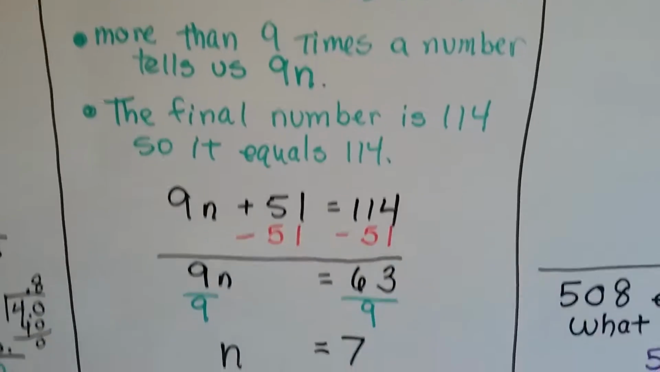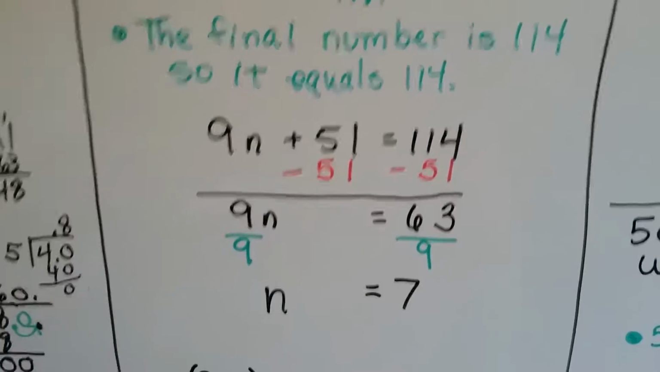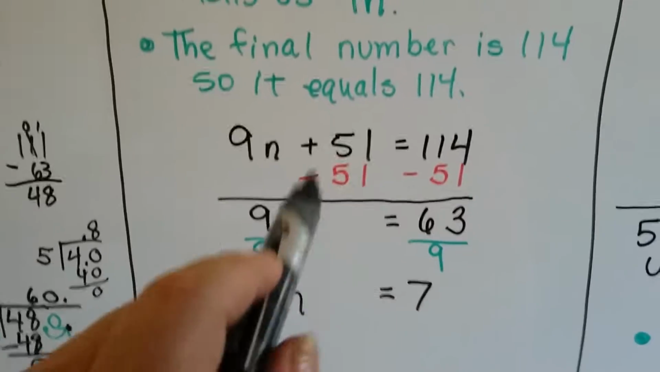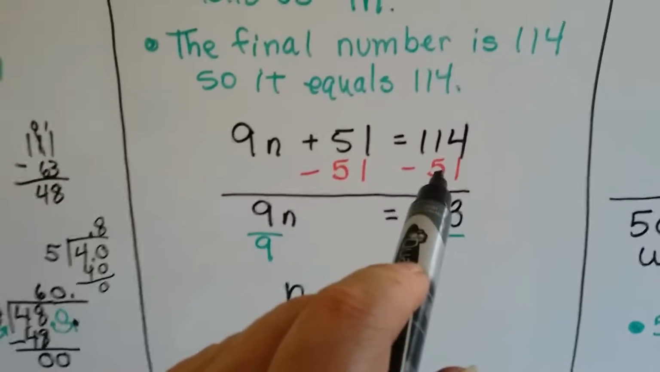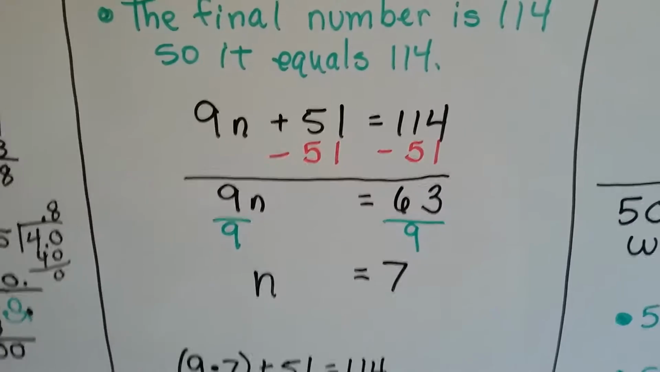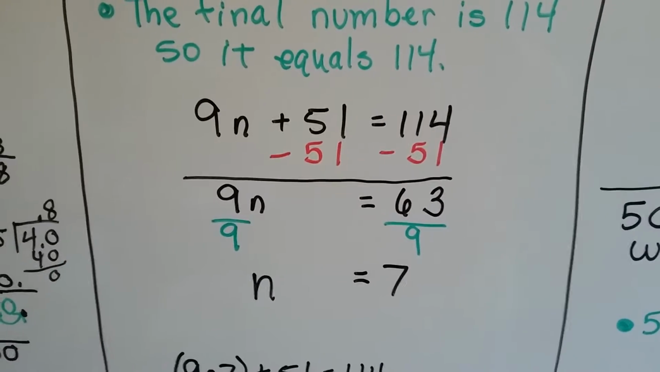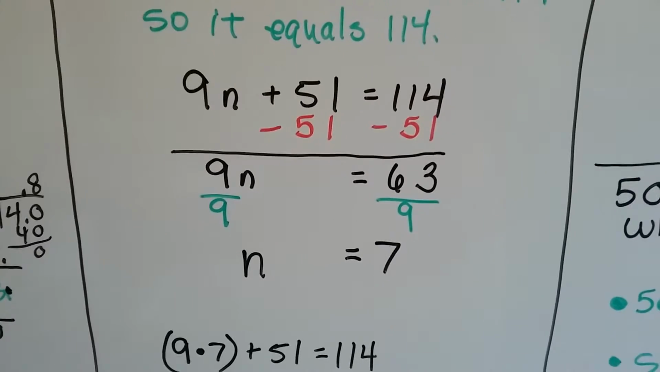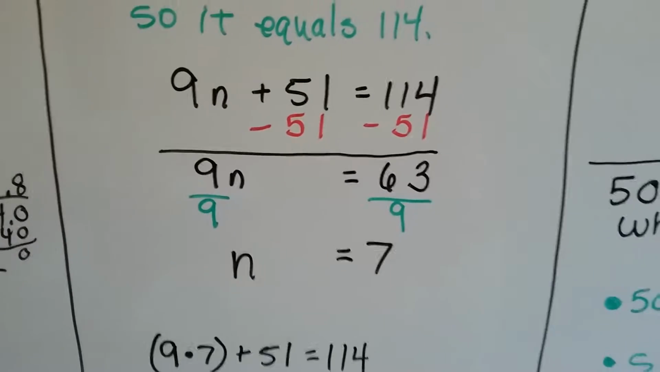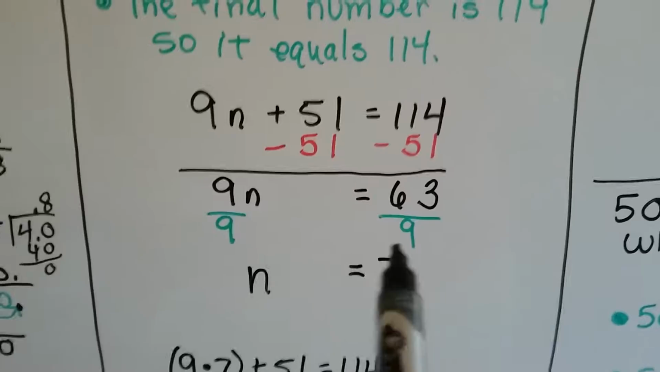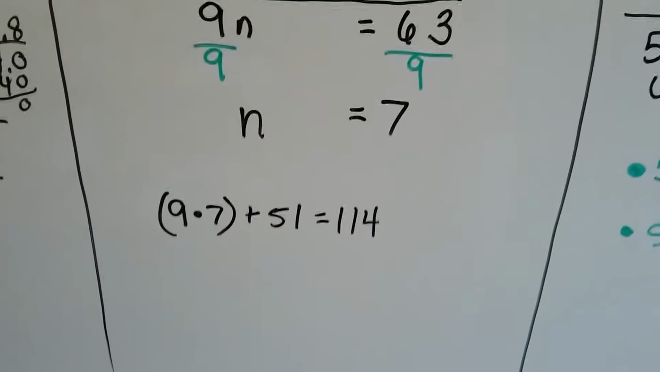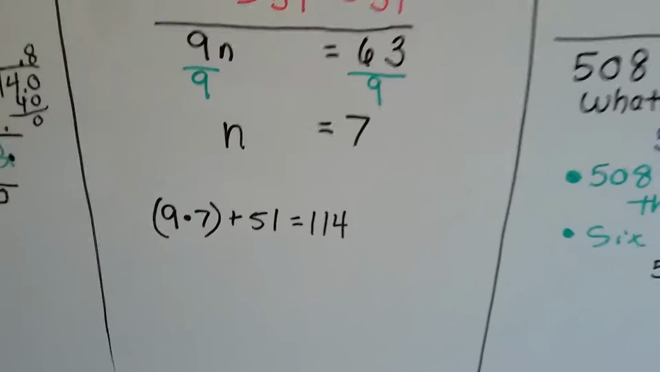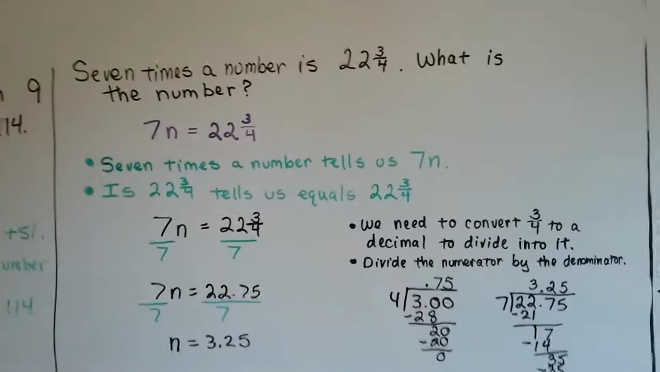We need to get the n by itself to one side and isolate it. So I created a zero pair here by subtracting 51. So I subtracted 51 from the 114, and I got 9n equals 63. Now to get the n by itself, I divided both sides by 9. 63 divided by 9 is 7. That gave me n equals 7. So our equation is 9 times 7 plus 51 equals 114. There you go. Okay, we've got a couple more.